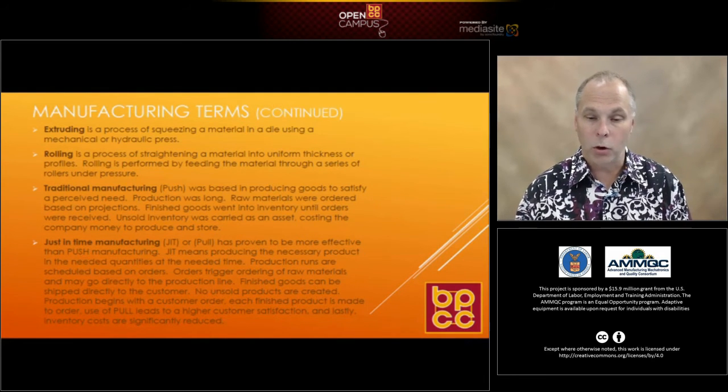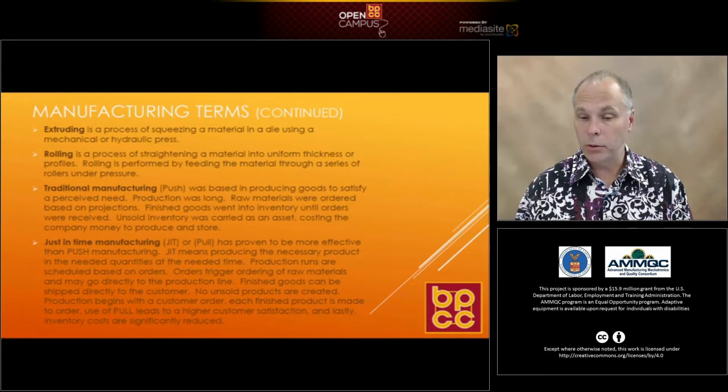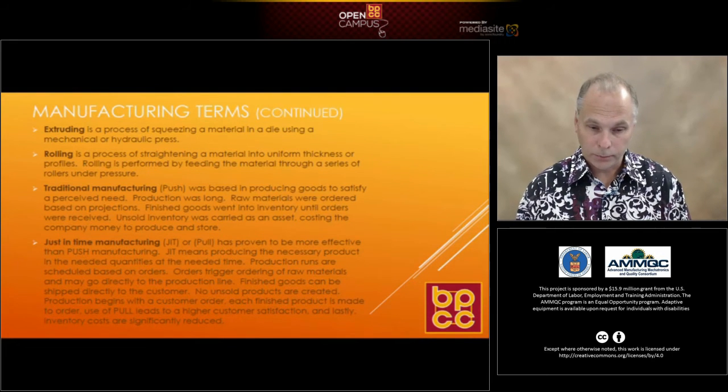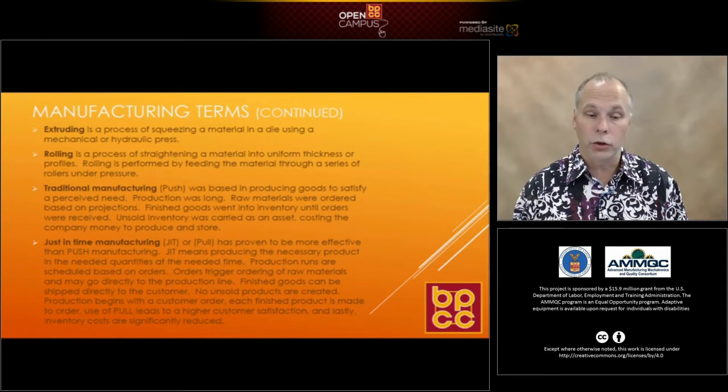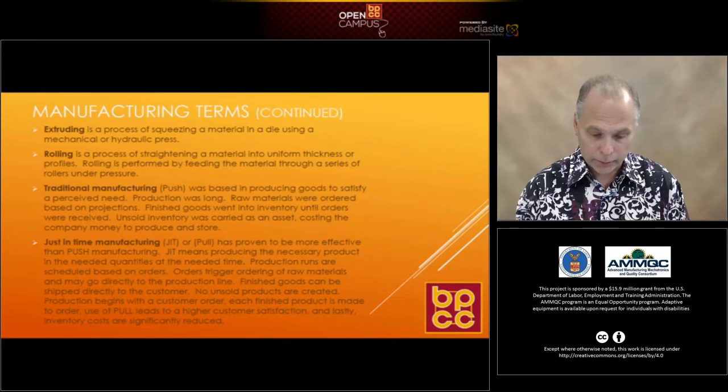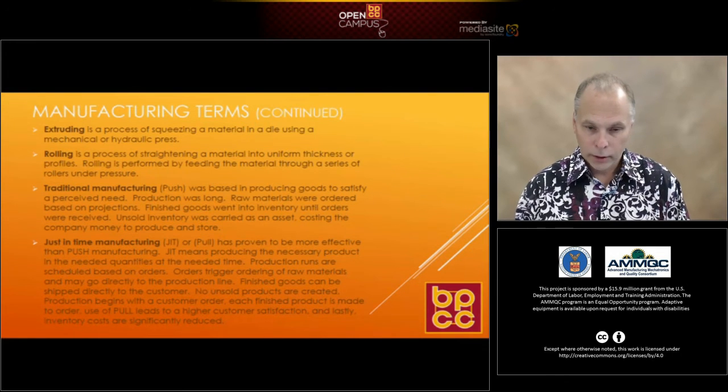Production begins with a customer order. Each is finished. The product is made to order using a pull. The use of pull leads to higher customer satisfaction. And lastly, inventory costs are significantly reduced. But you need to let your customers know that you do use just-in-time manufacturing, so they understand when they place an order that it may take a certain amount of time to get.